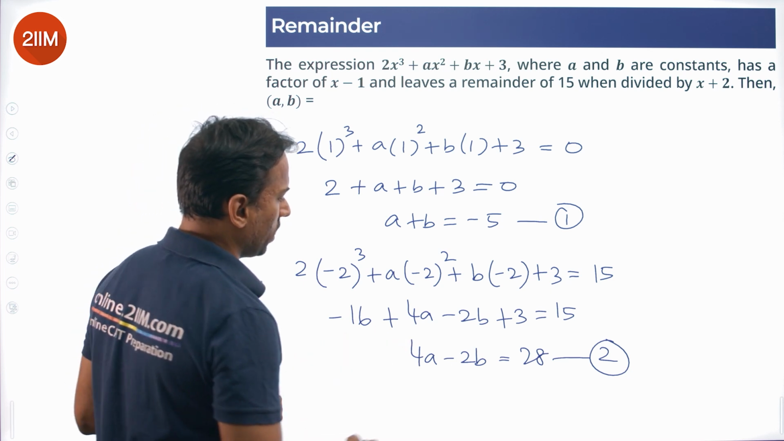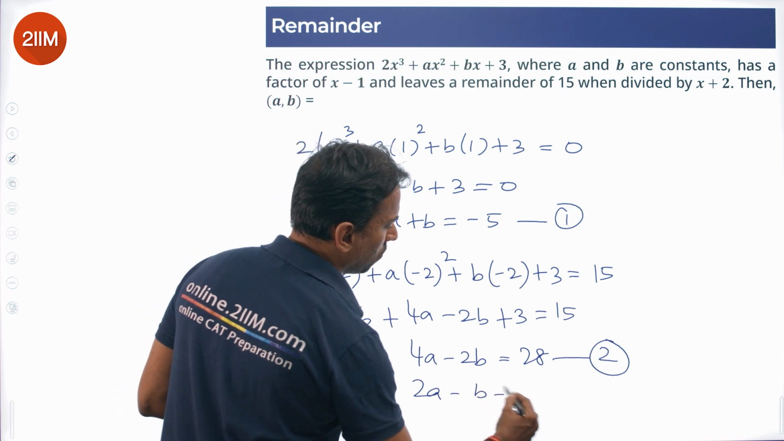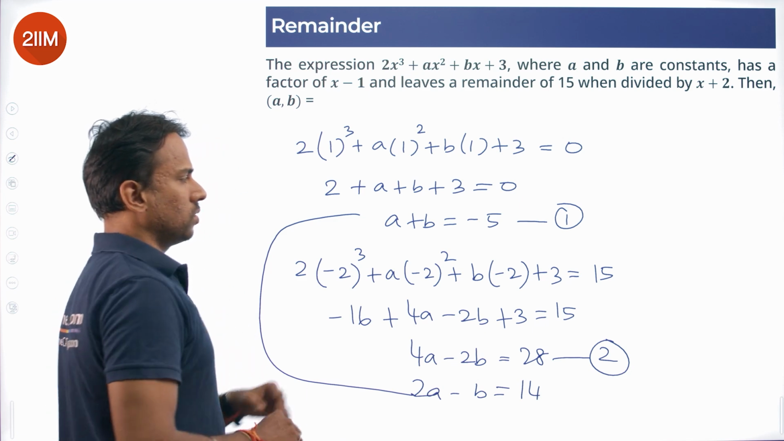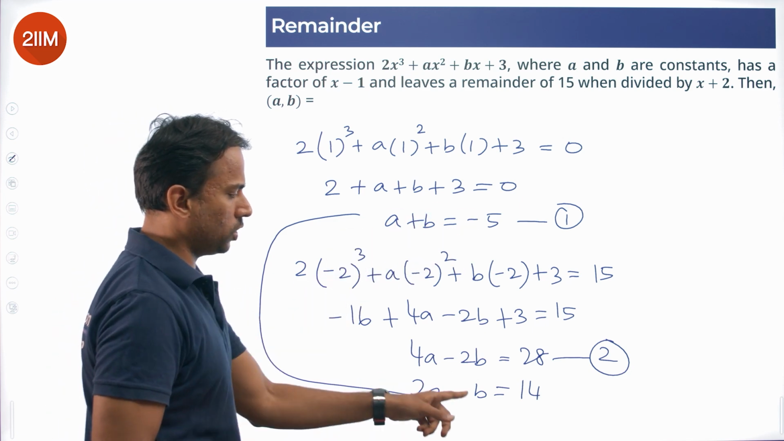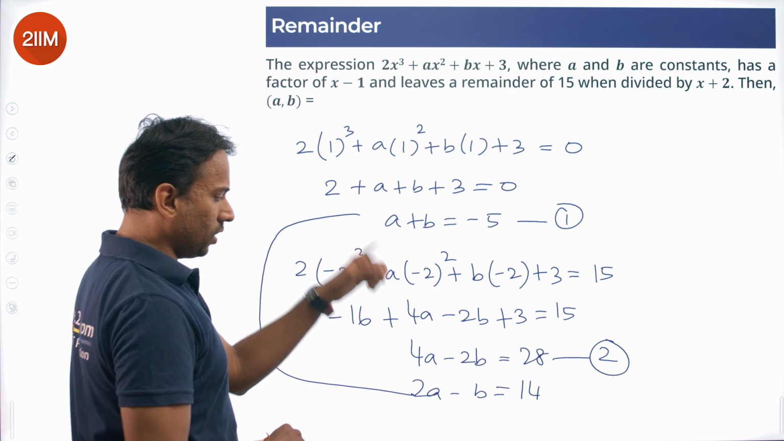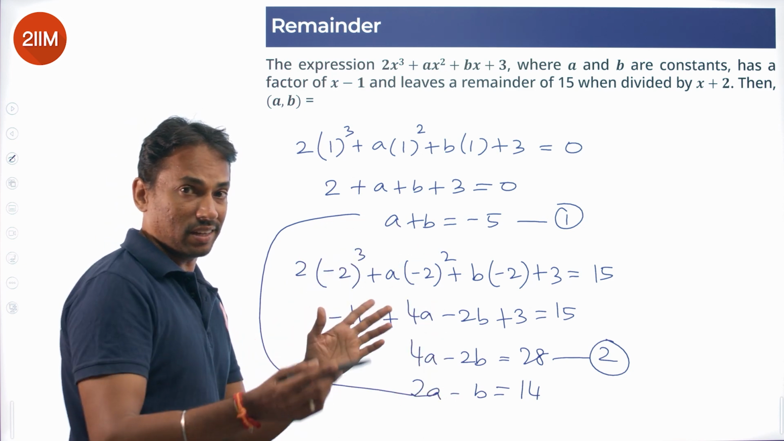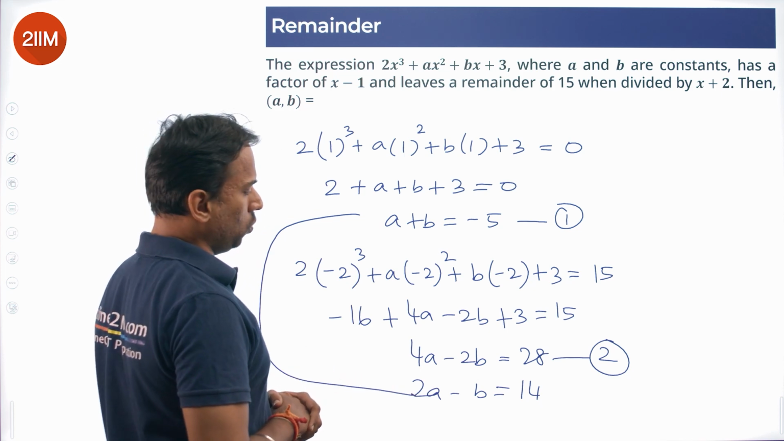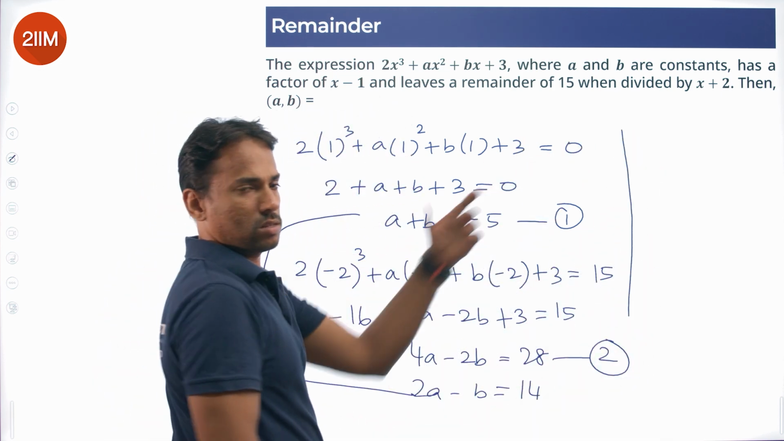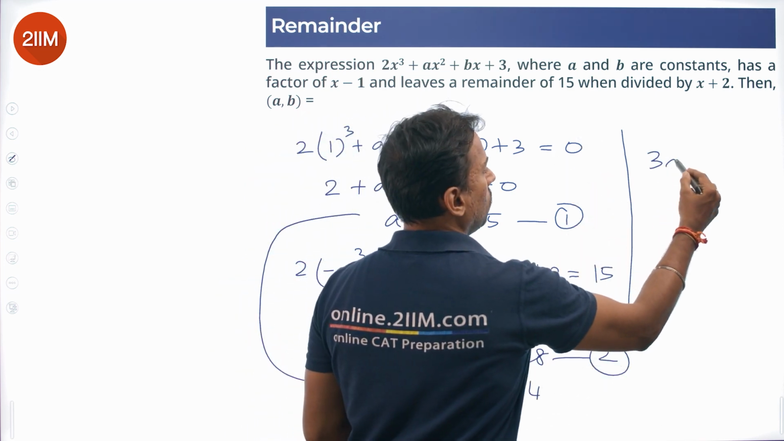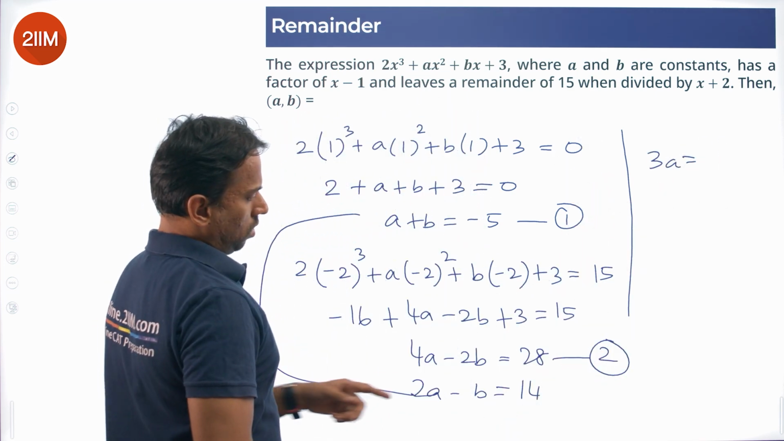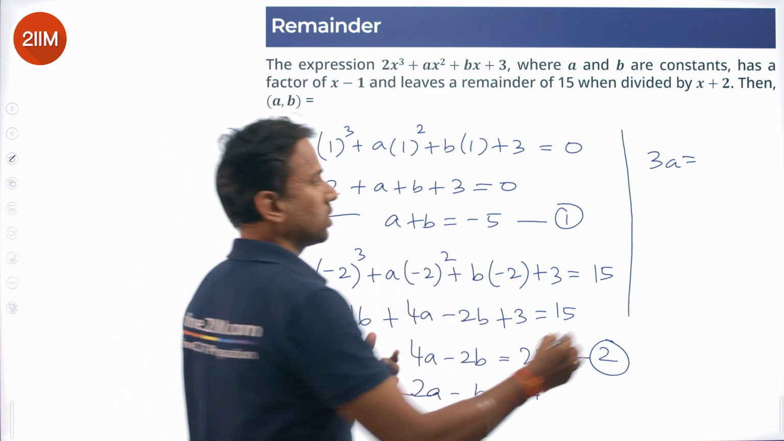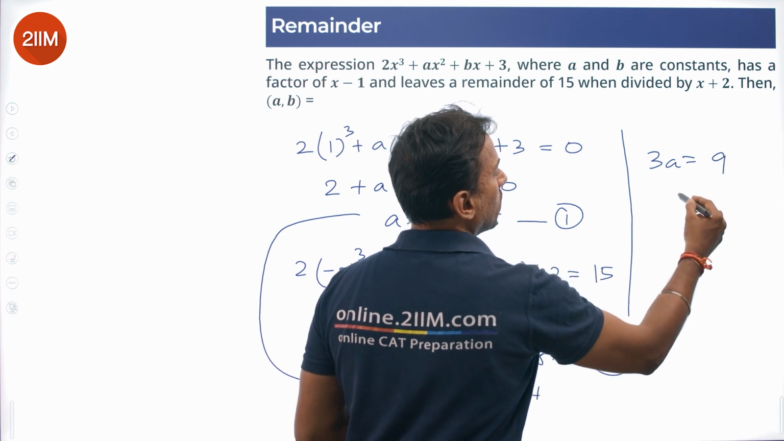So from here we can also tell 2a minus b is equal to 14. Now we can add the two equations. So a plus b is this, 2a minus b is this. So when we add the two equations, plus b minus b, they get cancelled. We'll have a plus 2a is equal to 3a. 3a will be equal to, right hand side will become minus 5 plus 14. Minus 5 plus 14 is plus 9. So 3a is 9, gives you a is 3.